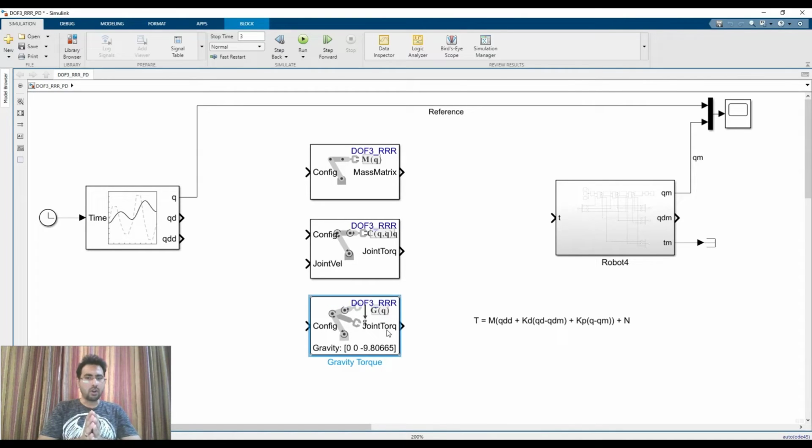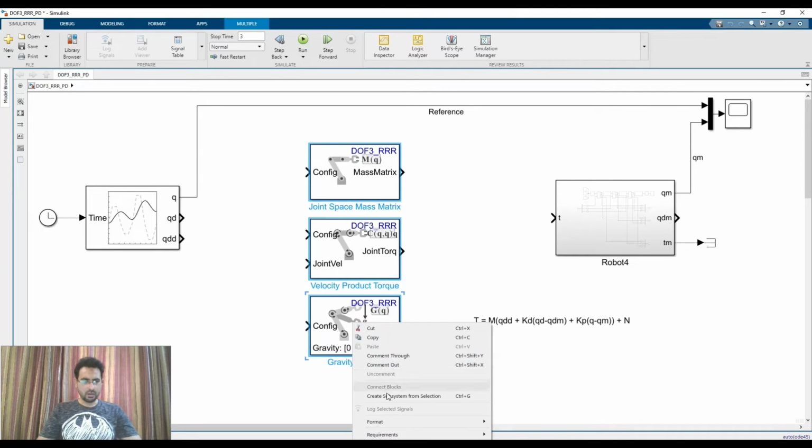Now I have the three torques coming from the dynamic structure of the robot. So according to this equation, I need to multiply this mass matrix with this thing, and then add the velocity and the gravitational torques into this sum. To keep things simple, let me close these things into one system and work over there.